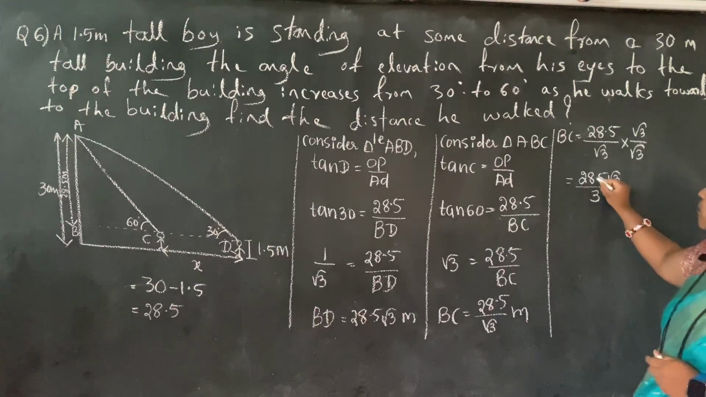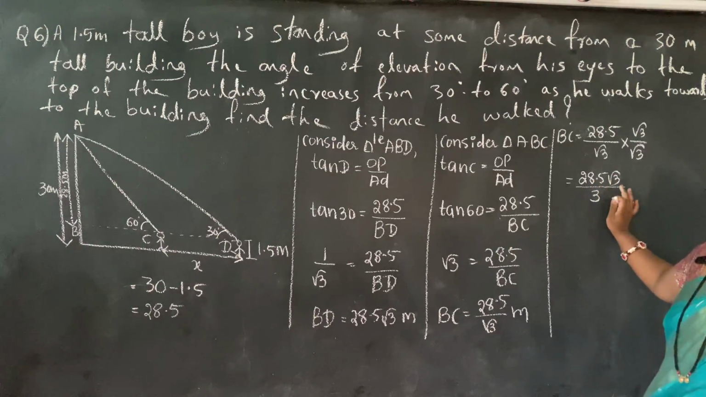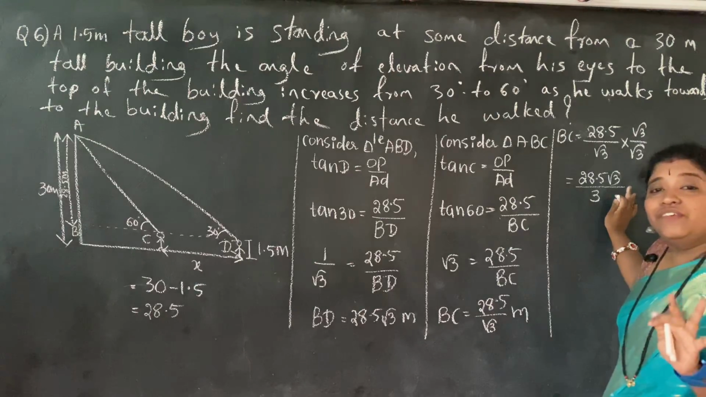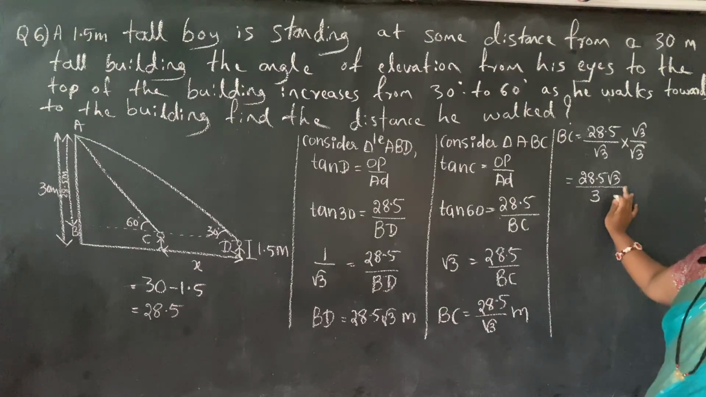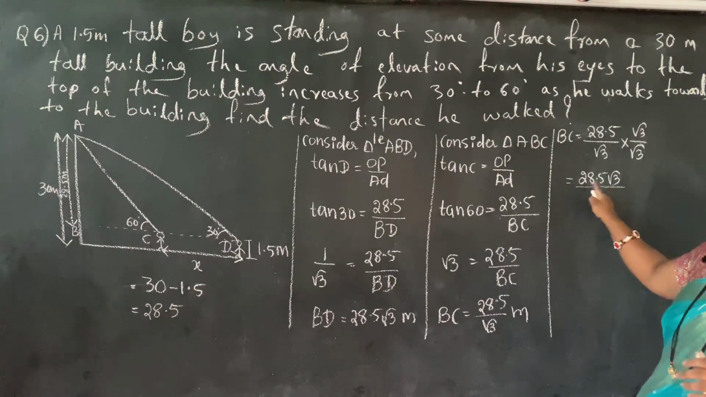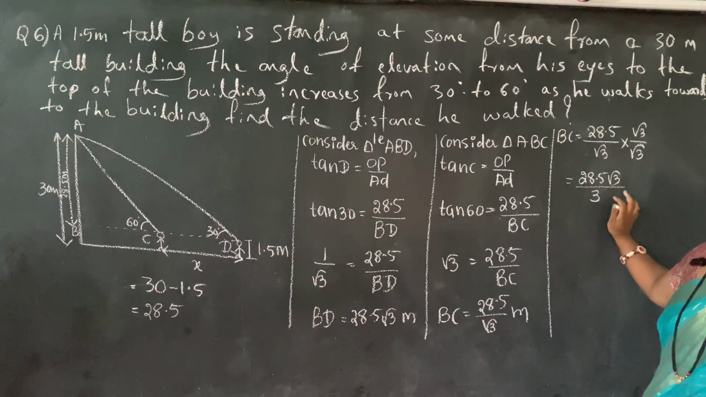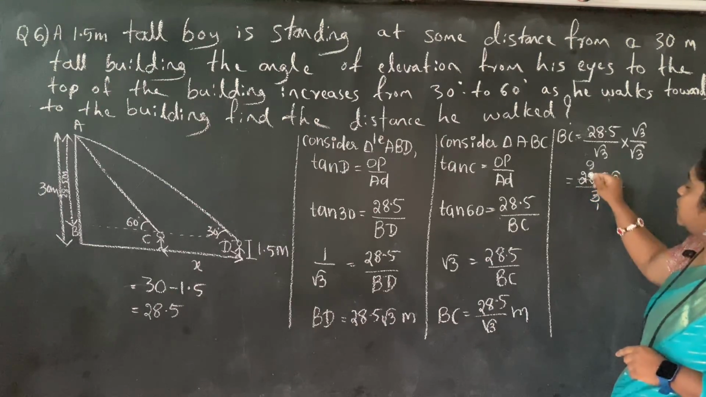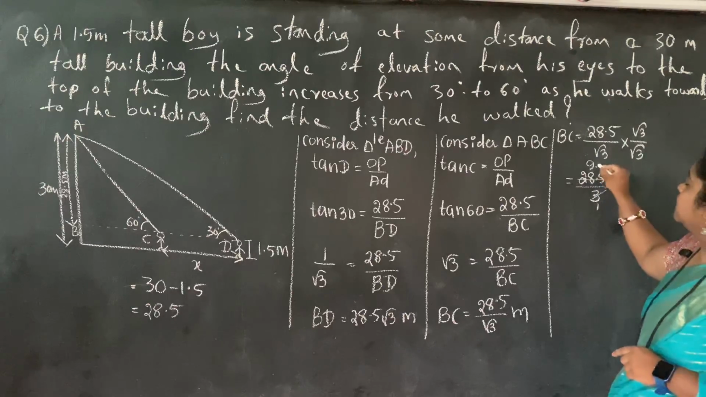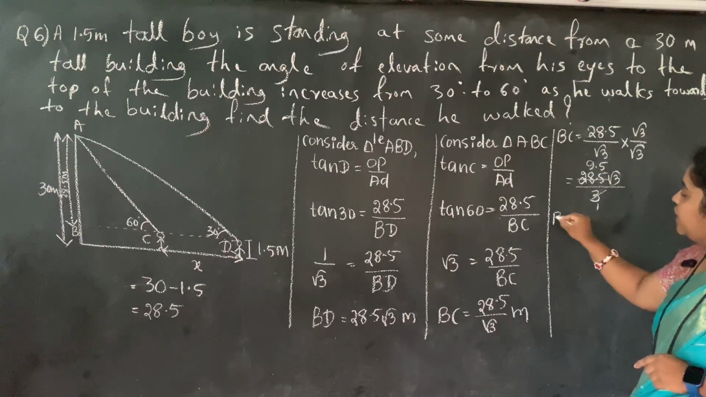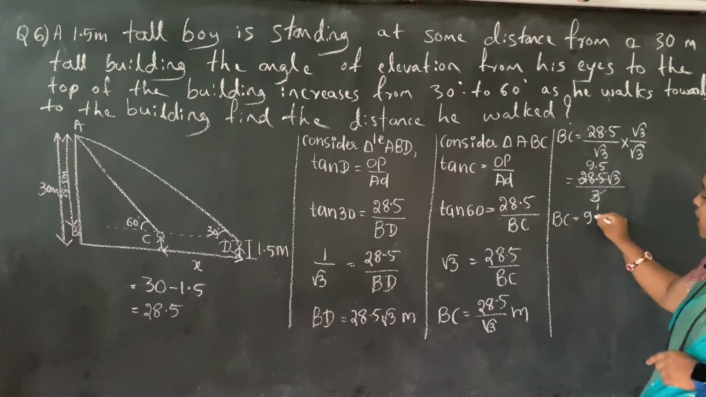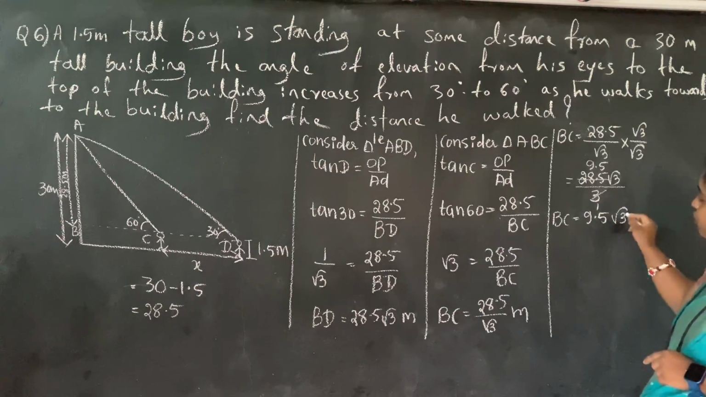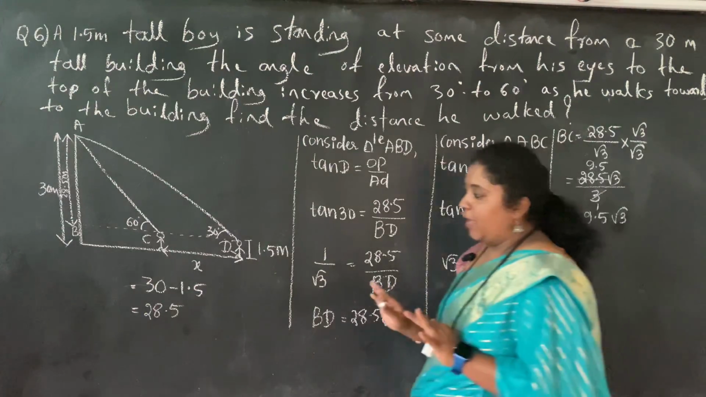Dear, just look at the board. 28.5, is it divisible by 3? Of course, because the sum of the digits, 8 plus 2 is 10, plus 5 is 15, and 15 is divisible by 3. So this number is also divisible by 3. See here, 3 ones are 3, 3 nines are 27, 1 left, 3 fives are 15. So BC is equal to 9.5 root 3. Okay, 9.5 root 3.